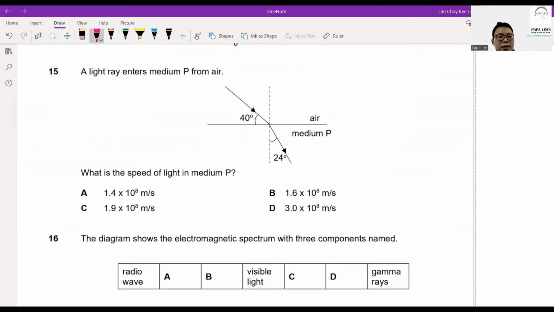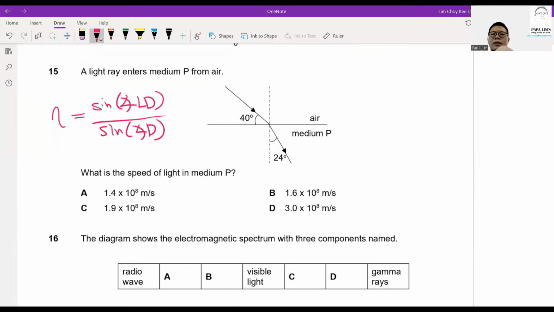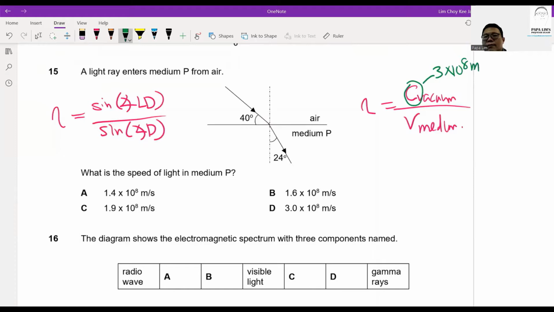For example, refractive index. There are two formulas that relate refractive index. It will be sine of the angle in the less dense medium divided by sine of the angle in the dense medium. And the other formula looks at the speed of the ray itself. Refractive index is the speed of light in vacuum divided by the speed of light in the medium itself. The speed of light in the vacuum is 3 times 10 to the power 8 meters per second.